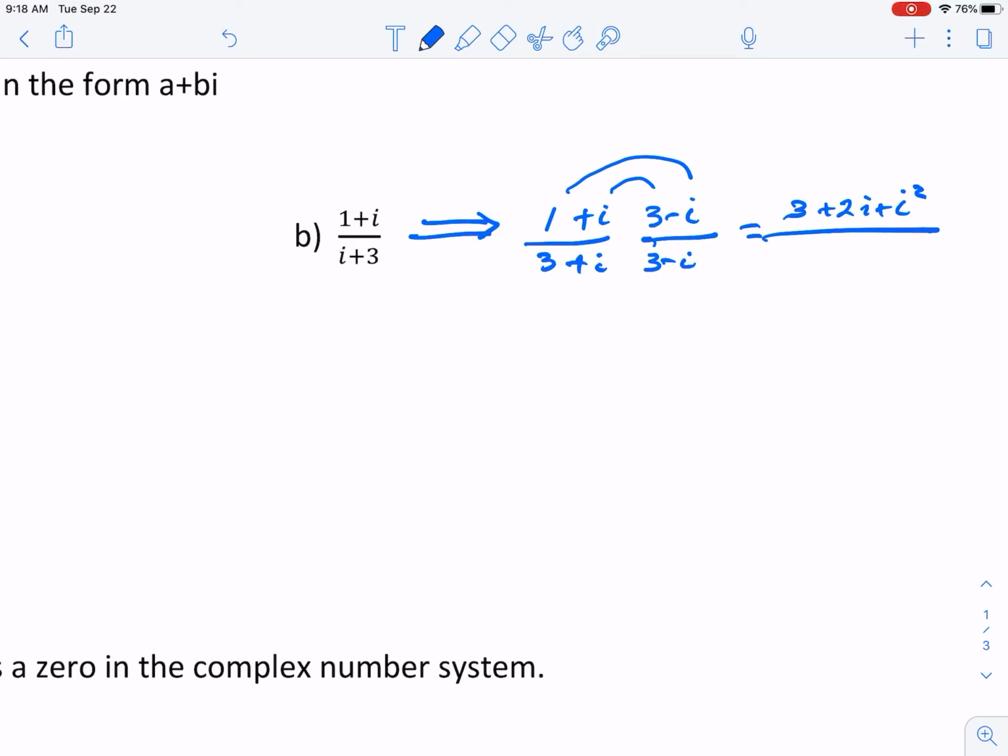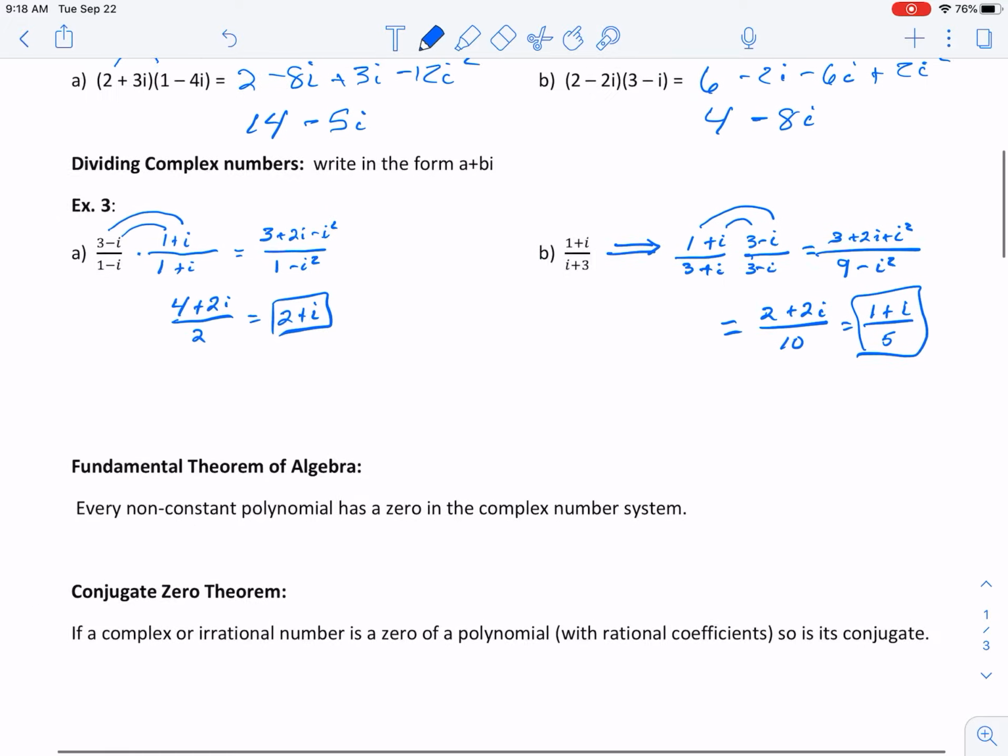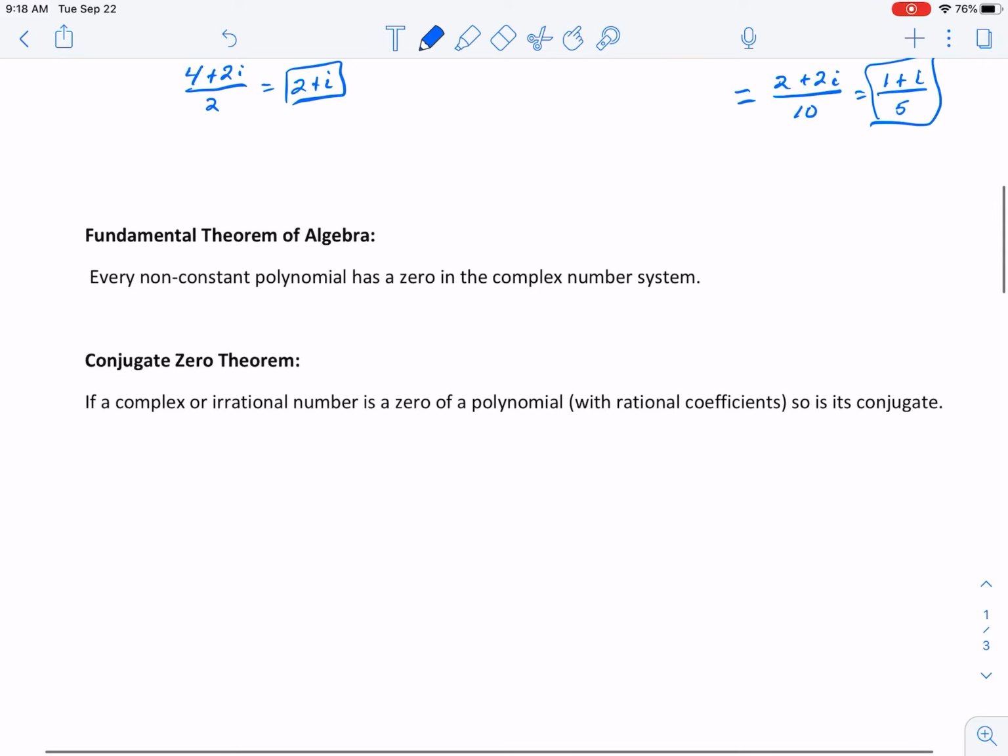The bottom, you get 3 times 3 is 9. The middle term drops out, and you get a negative i squared. When you clean it up, this is negative 1, so you get 2 plus 2i. And the bottom is 9 minus a negative 1, which is 10. You can pull a 2 out of all of those, and you get 1 plus i over 5. Alrighty? That was fun.